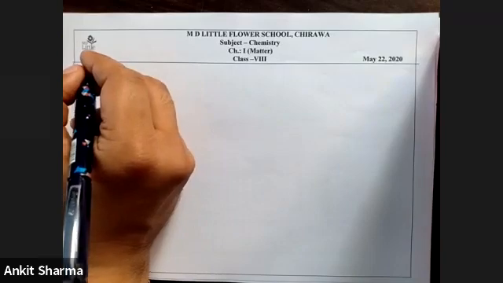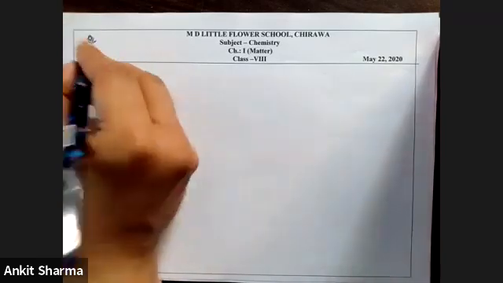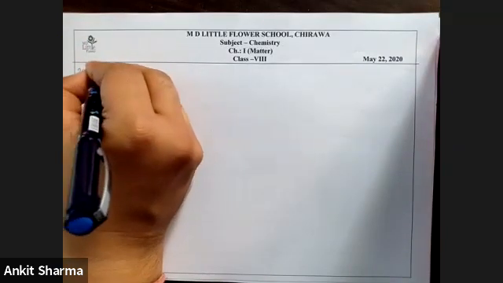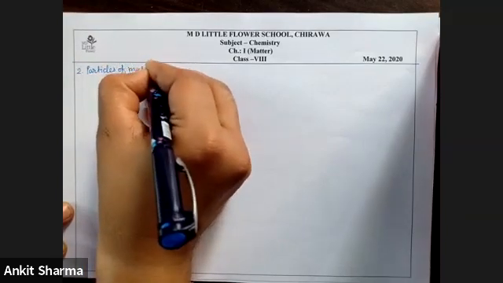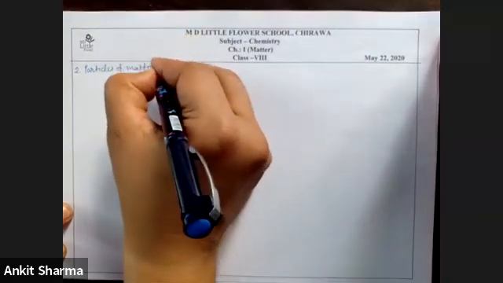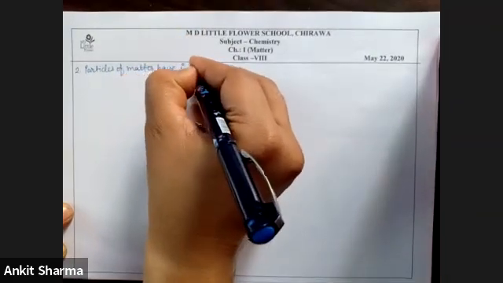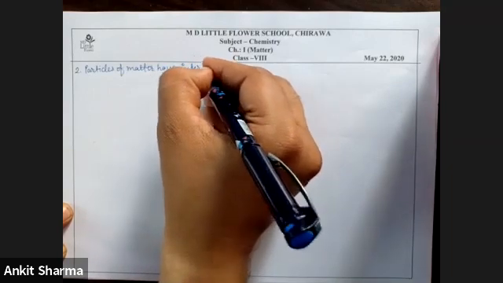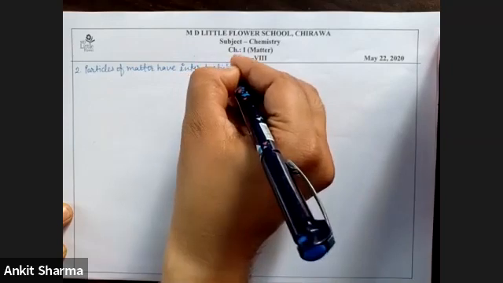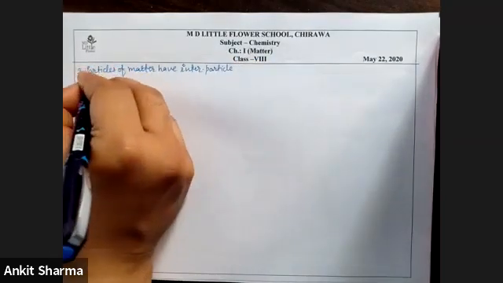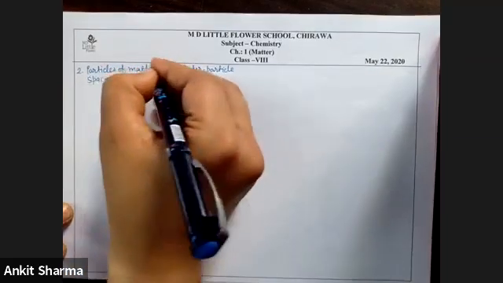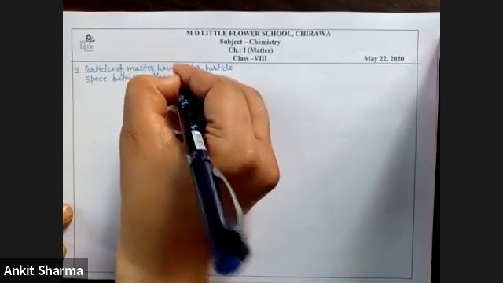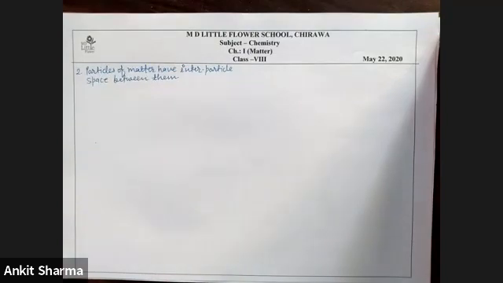Particles of matter have interparticle space between them. So that is our second point.